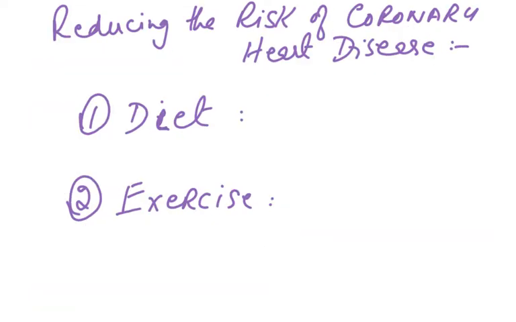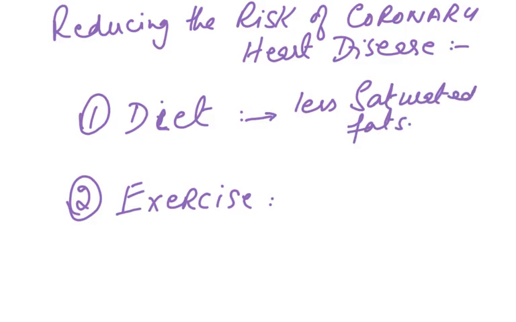Now, the last topic in this video is reducing the risk of coronary heart disease. We know that diets with less saturated fats, that means less desi ghee parathas, less ghee, less butter in your diet, more healthy foods like vegetables and fruit. So less saturated fats. Exercise, by exercise we mean physical exercise, like people go to the gym or you're on the treadmill or you walk every day for half an hour. All these factors we feel reduce the risk of heart disease.